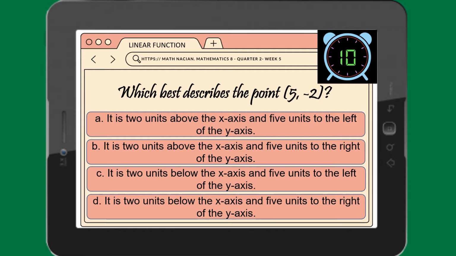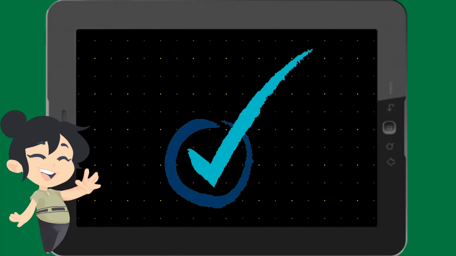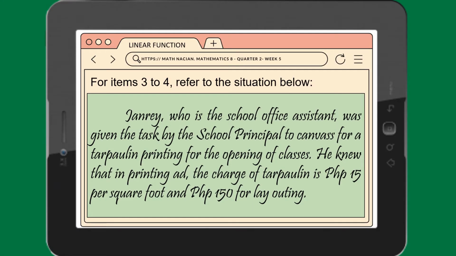You will be given 10 seconds. Time's up. If you answered letter D, you are absolutely correct. Very good. For items 3 to 4, refer to the situation below. Please write down the important figures. John Ray, who is the school office assistant, was given the task by the school principal to canvass for a tarpaulin printing for the opening of the classes. He knew that in printing ad, the charge of tarpaulin is 15 pesos per square foot and 150 pesos for layouting.